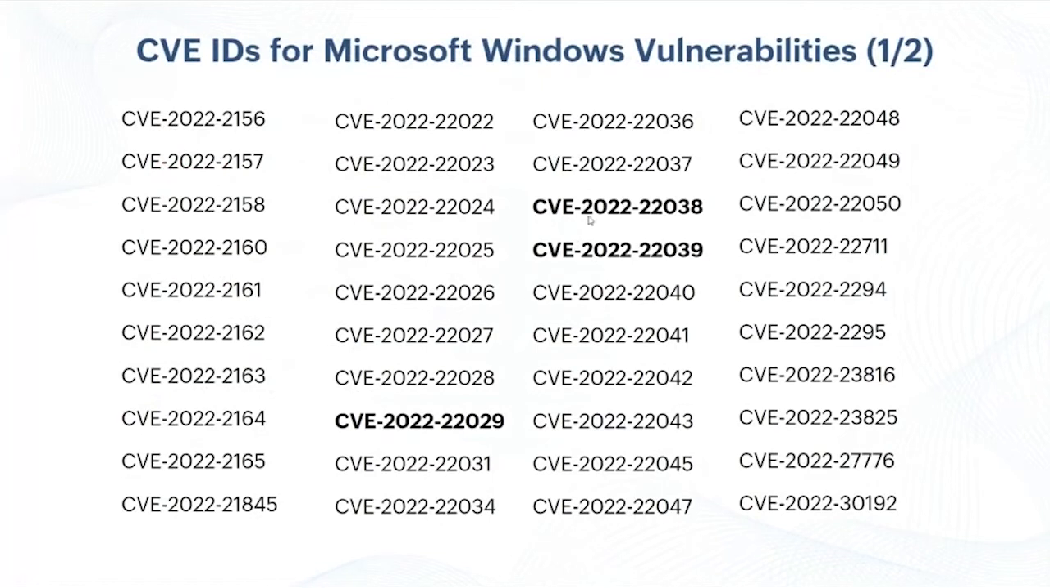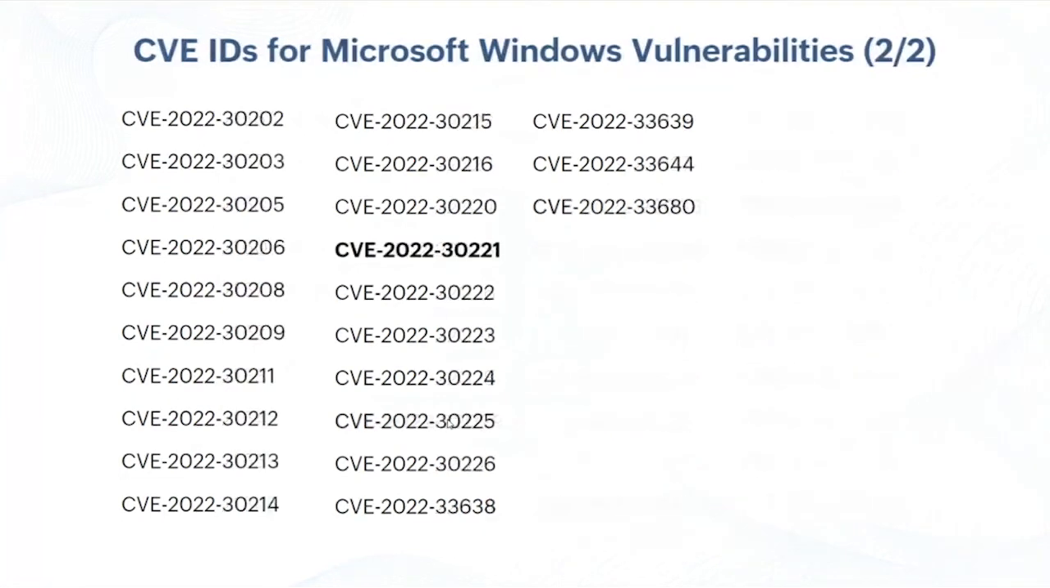Taking a look at the CVE IDs for the Microsoft Windows vulnerabilities, the ones that have been highlighted are the critical ones. I'll pause for a while so that you can take a note of it or a screenshot. Moving on to the second slide, we see 23 other CVE IDs, with CVE-2022-30221 being a critical vulnerability. Also, I'd like to reiterate that all of this information is available in ManageEngine's Patch Tuesday forum post.